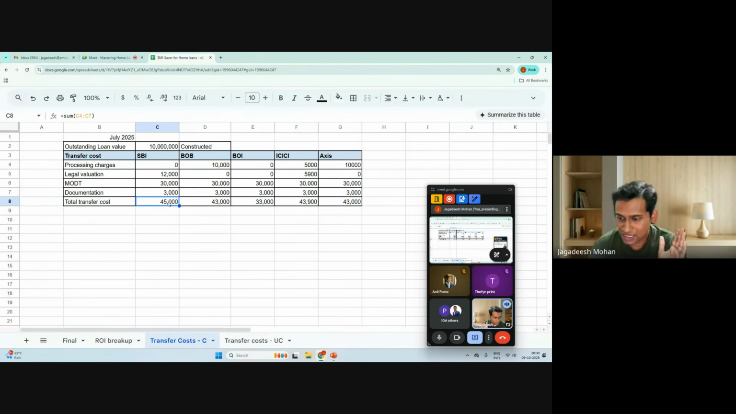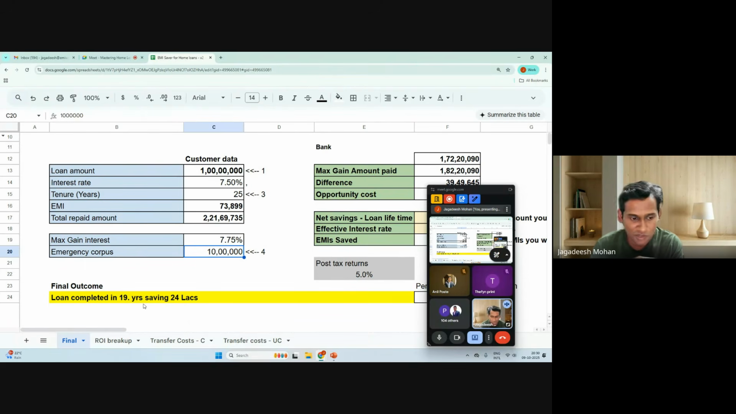So the math for a customer is you have to invest 45,000 to upgrade to a max gain loan account and end up saving 24 lakhs over 19 years. Okay. So depending on the case, the answer will change. Does it make sense for this person who has 10 lakhs? Definitely. But let's say the total amount that you keep is only probably 2 lakhs. He's saving only 2 lakhs over a very long duration. So probably for that customer, it doesn't make sense.